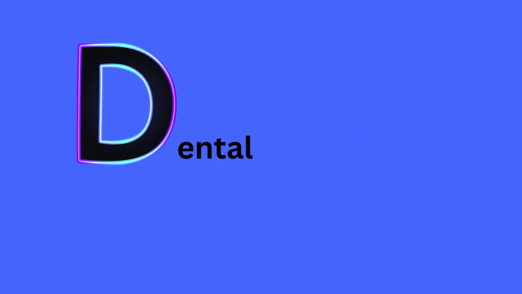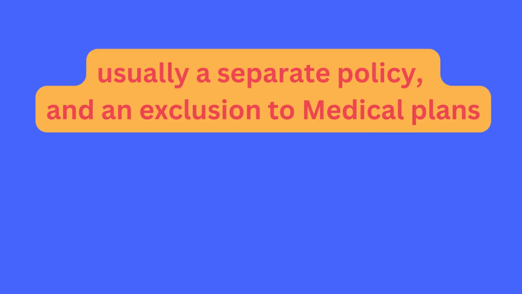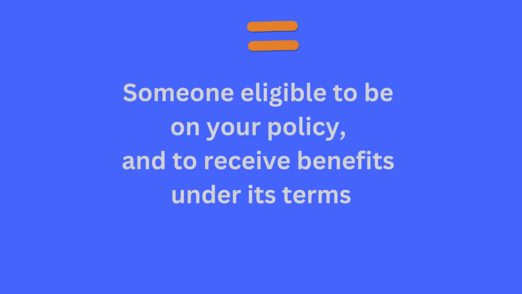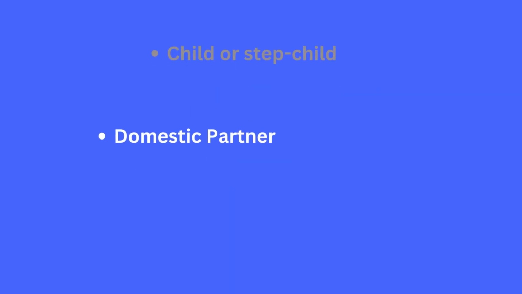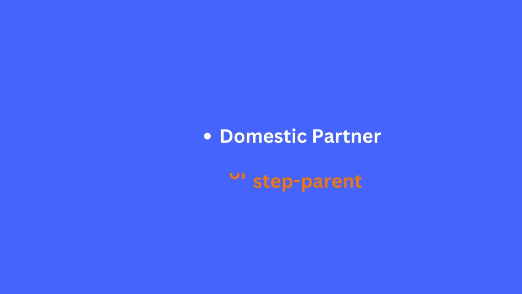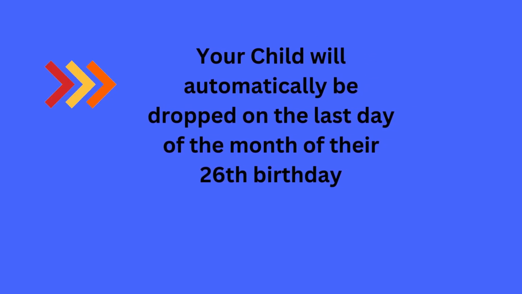The dental benefits are for treatment on or off the teeth and gums. However, it is usually a separate policy and an exclusion to medical plans. A dependent is someone such as your child, your married spouse, a domestic partner, someone eligible to become a member under your policy and therefore receive benefits. Parents, just be aware the month you celebrate your child's 26th birthday is the month they will automatically be dropped from your policy. But the good news is they are now eligible to get their very own policy.